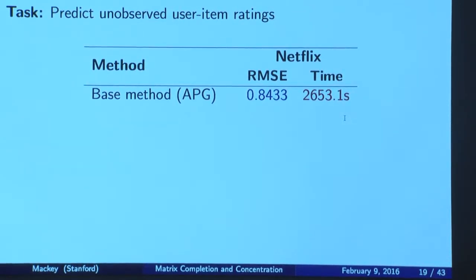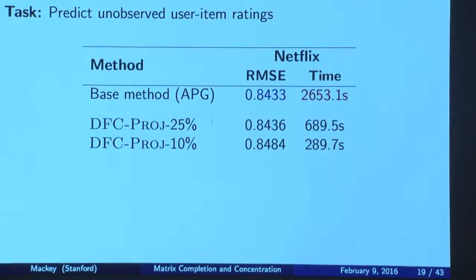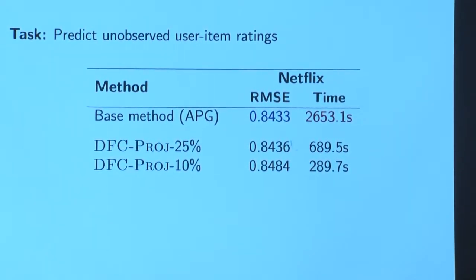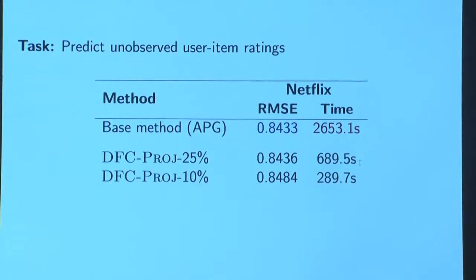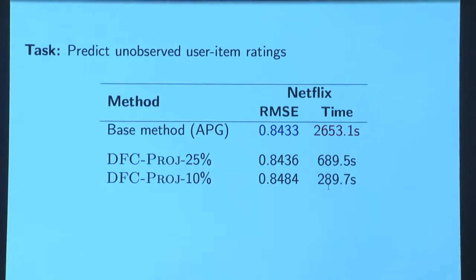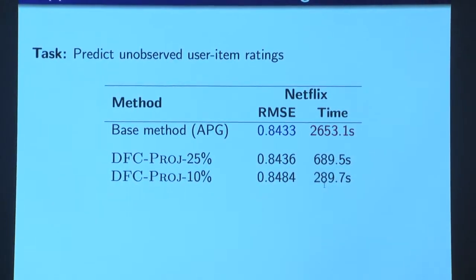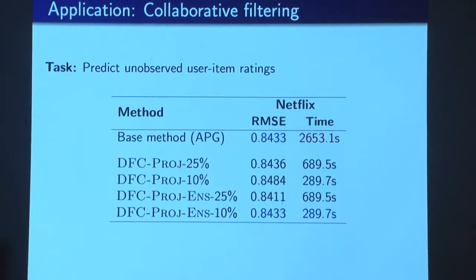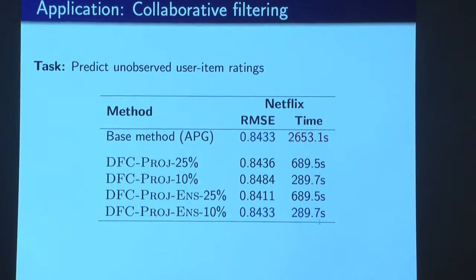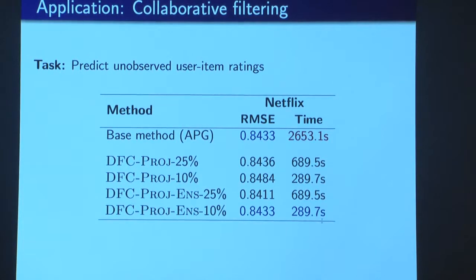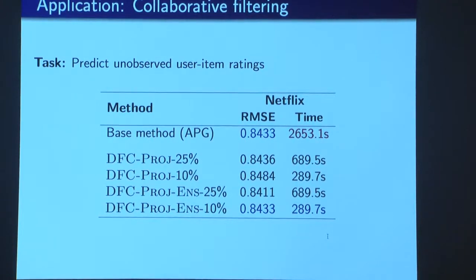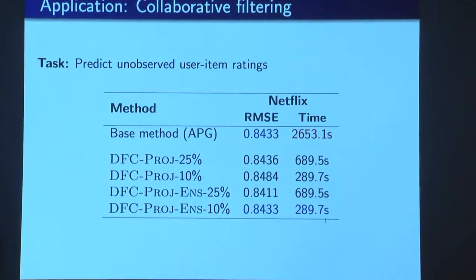So what happens if we run divide, factor, combine? If we run it with a division into 4 parts or 10 parts, with 4 parts we're getting about the same RMSE in about a quarter of the time. With 10 parts, the RMSE is starting to creep up, and we get about a 9x speedup at this point. If you add in the ensembling with the 10-fold DFC, you're actually recovering the same error, but again in 1/9 the time. The time hasn't gone up for the ensembling because the combination is so inexpensive that it's not reflected on the time scale.